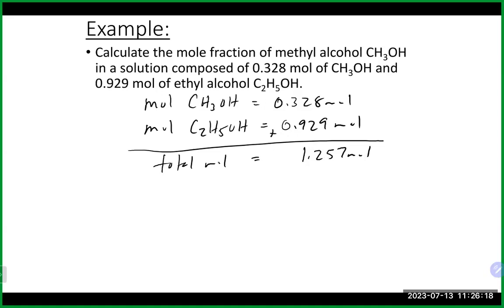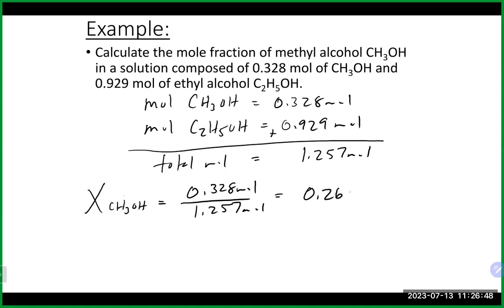At this point, it is much like a fraction. We're interested in the mole fraction of methanol. So the mole fraction of methanol would be the moles of methanol, 0.328, divided by the total moles, 1.257. Once again, we're not going to multiply by 100. We end up with 0.261 as our mole fraction. Basically, it's 26% methanol in this mixture.